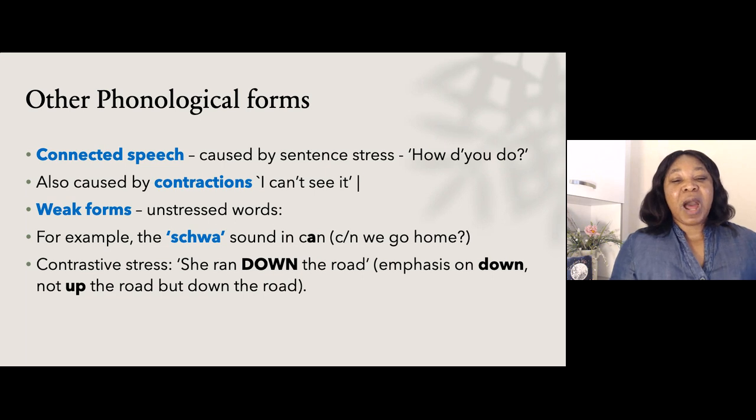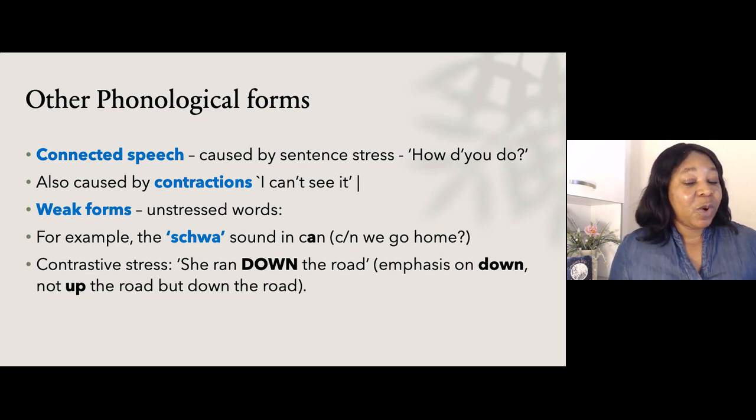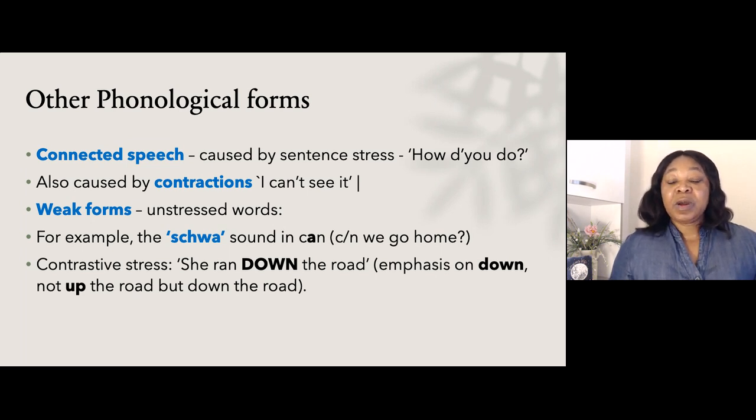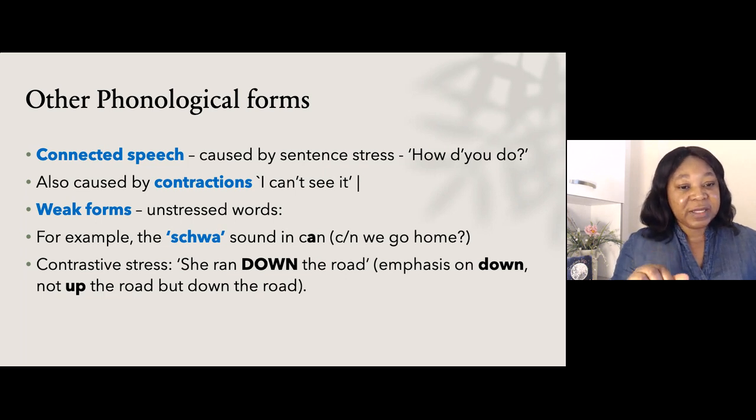We have weak forms in the English language. For example, the schwa in can, the word can. Can we go home? Can we go home? Did you see? The schwa is there, and we don't say, can we go home? Unless I want to stress the word, can we go home? Otherwise, I would say, can we go home? And the schwa is in there.